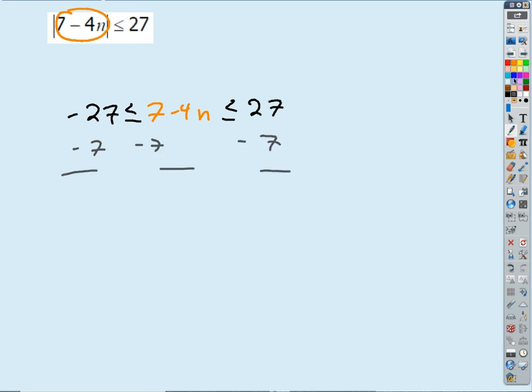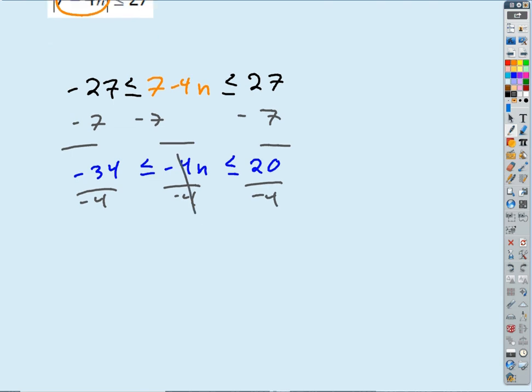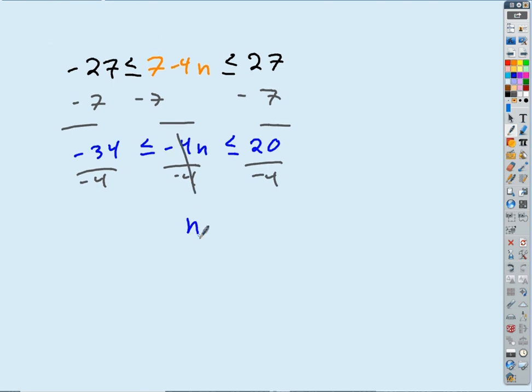So we get negative 4n in the middle, negative 34 and 20. No flips, right? All we did was subtract. Now what? Divide by negative 4. So that gives us, in the middle, an n. How about over here?